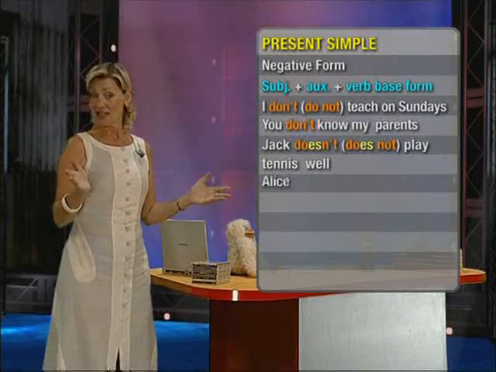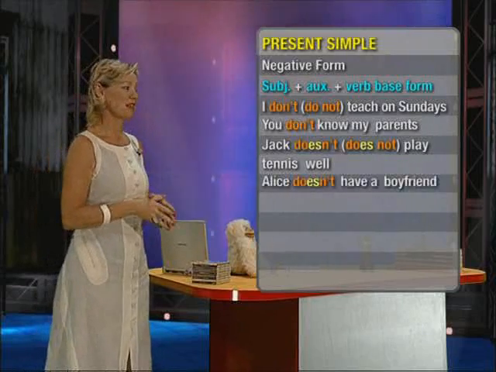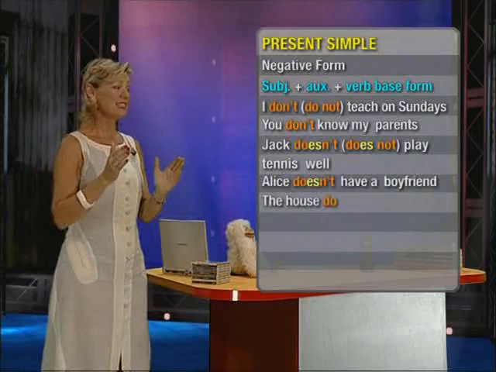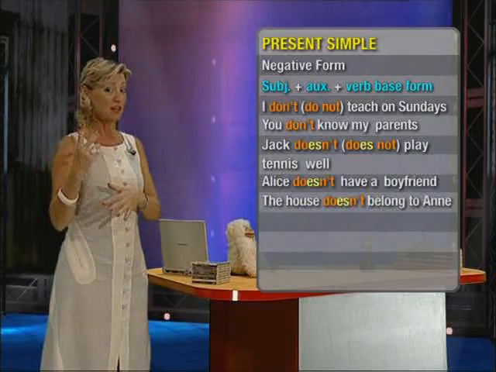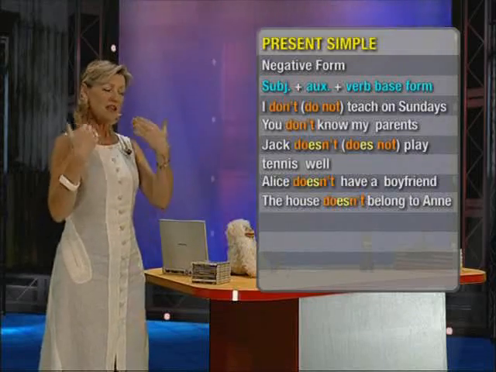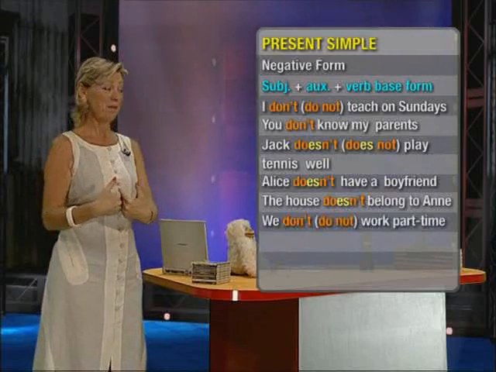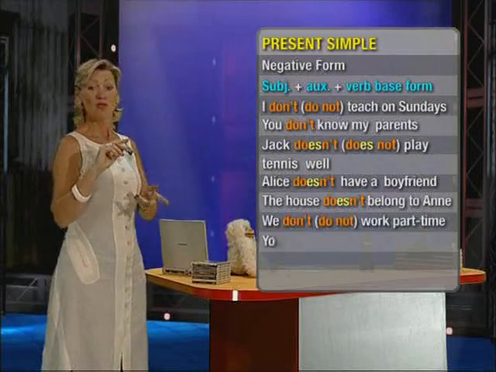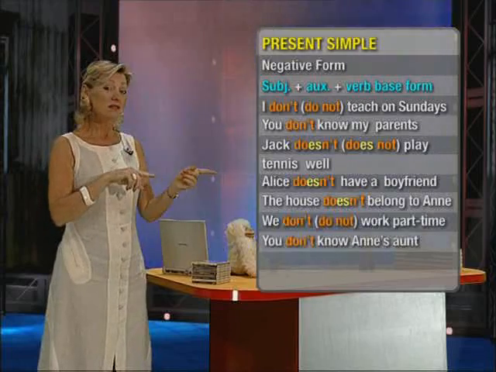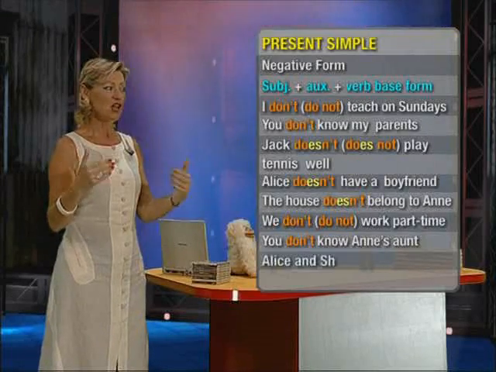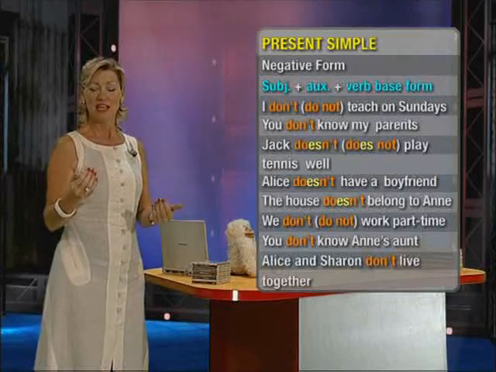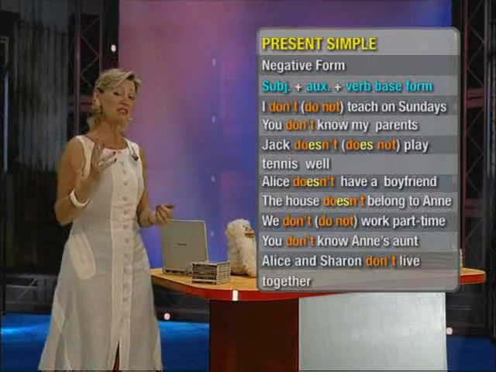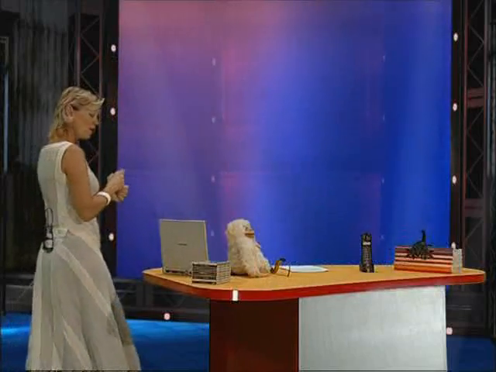Alice doesn't have a boyfriend. The house doesn't belong to Anne. Third person, doesn't. We don't work part-time. You don't know Anne's aunt. And Alice and Sharon don't live together. All right, so now we have studied the positive form, the question form, and the negative form of the present tense. So a whole world opens up for you, okay?